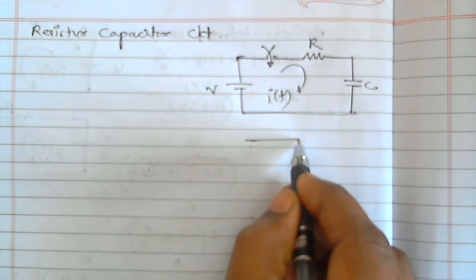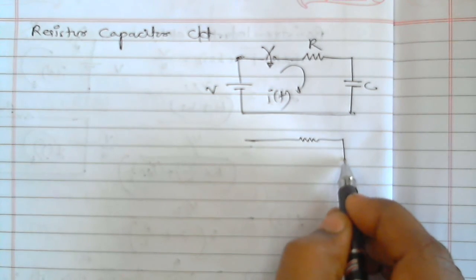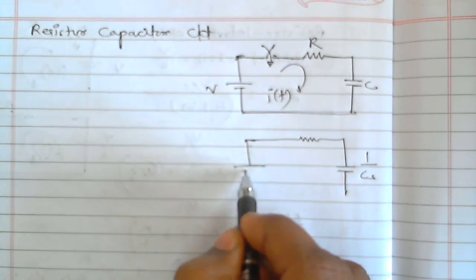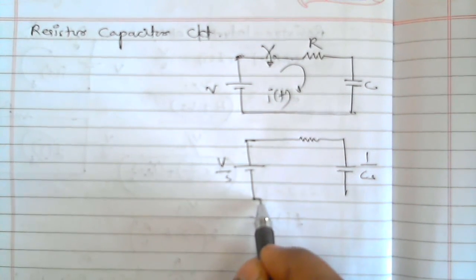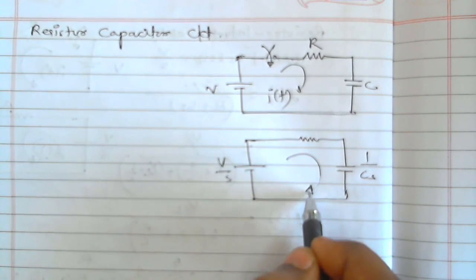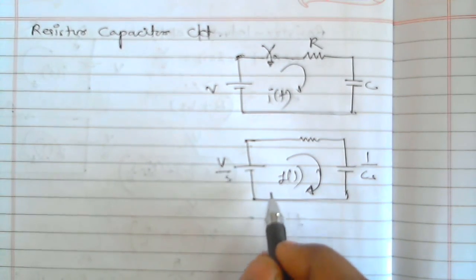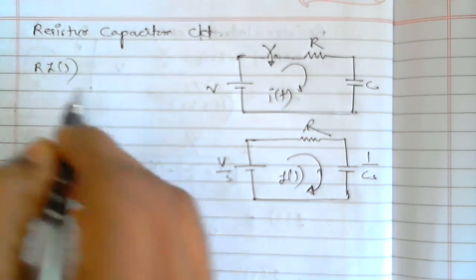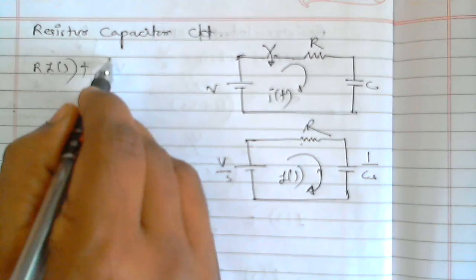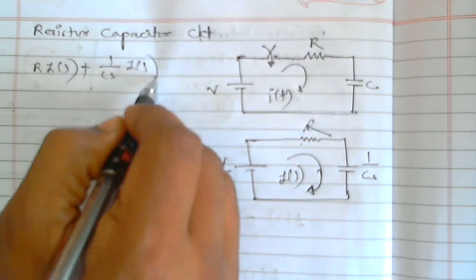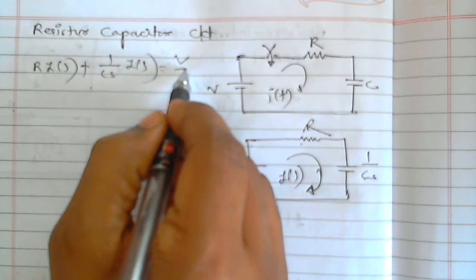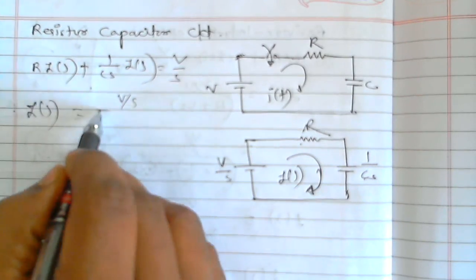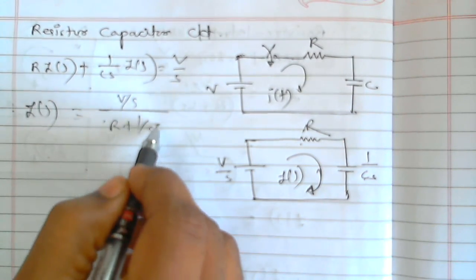The circuit will be like this. This is R. Instead of C, it will become 1 upon Cs. Instead of V, it will be V by S. This is I of S. Okay, so apply KVL and you will get the equation R into I of S for this, plus 1 by Cs into I of S for this capacitor, equal to V by S. Again, like the previous case, solve for I of S, so it will become V by S upon R plus 1 by Cs.